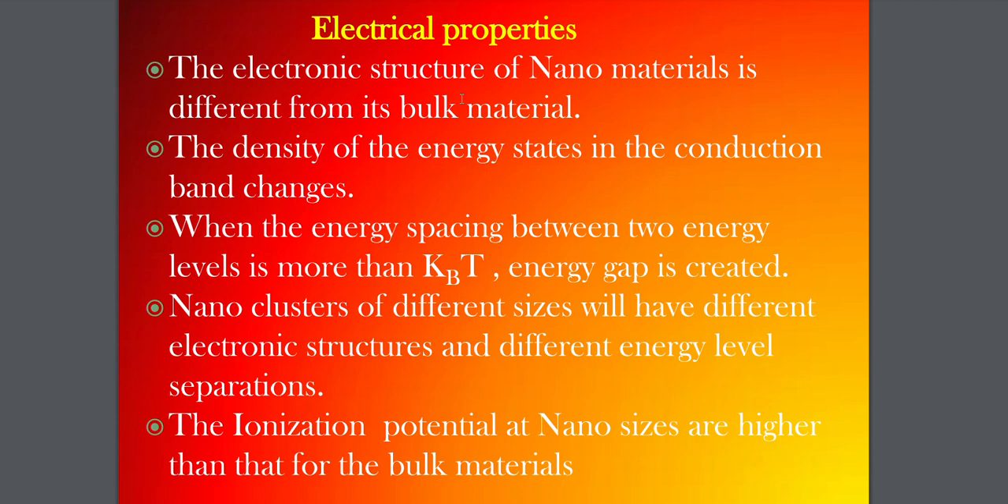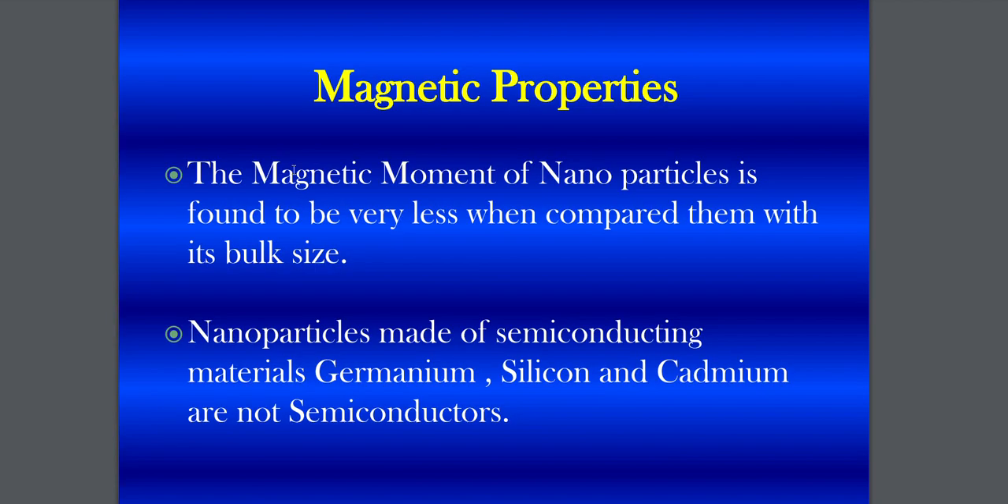Nanoclusters of different sizes will have different electronic structures and different energy level separations. Hence, the ionization potential at nano sizes is higher than that for their bulk correspondence. The magnetic moment of nanoparticles is found to be very less when compared with their bulk size correspondence.